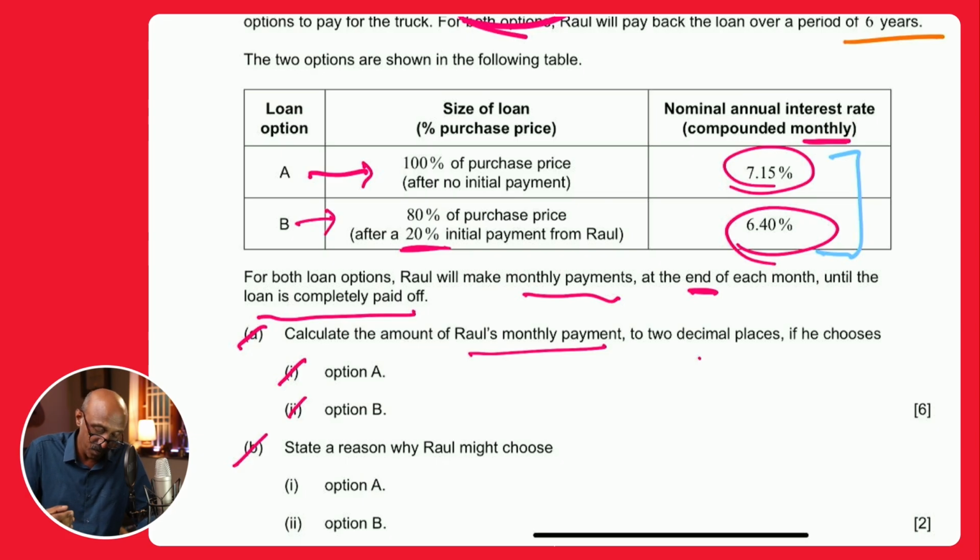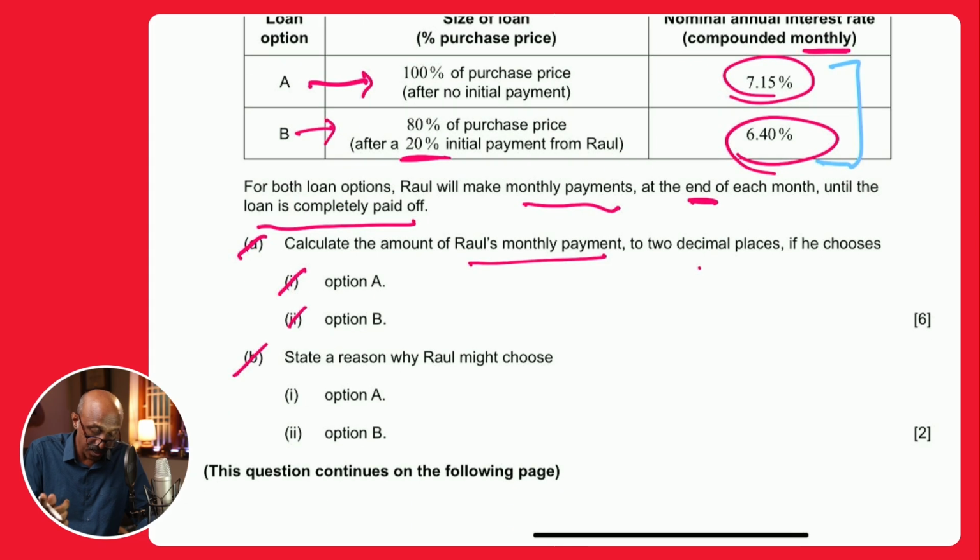7.15%, 6.4%. Why would you choose option A or option B? One reason, as I said, could be that he doesn't have that money to make the deposit. Option B, why might he choose it? Well, he wants to pay less. He doesn't want to pay that extra amount. So that could be one reason why he chooses option B.